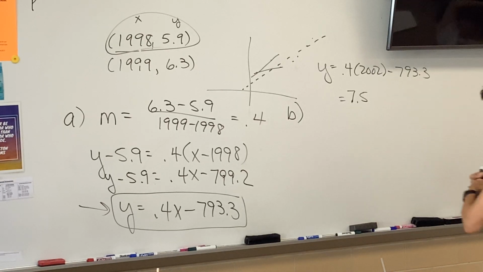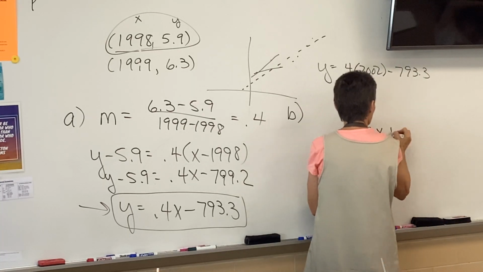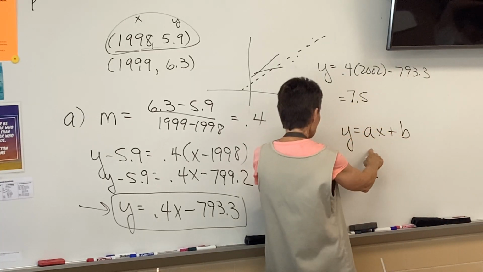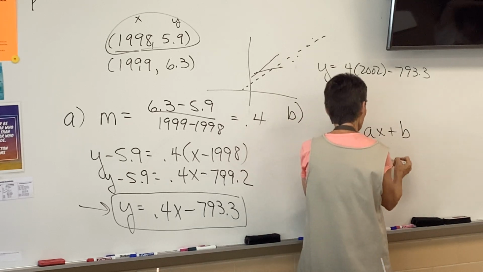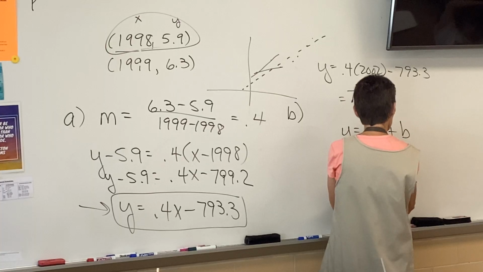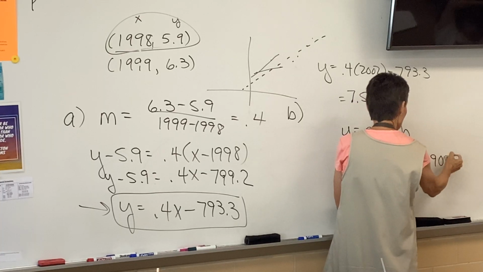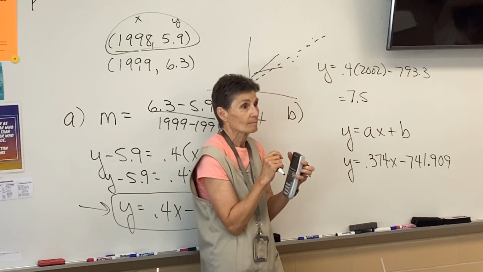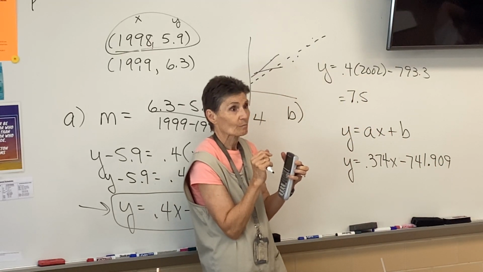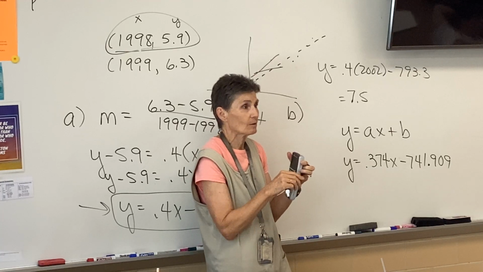And you should see at the top it says y equals ax plus b. And then it tells you that A is 0.374 and B is negative 741.909. Is that what you got for your A and B? Yeah. Okay, I'll take a look at it when we go to lunch.